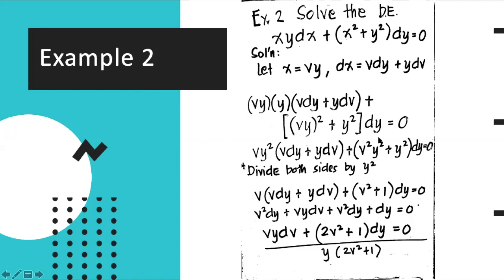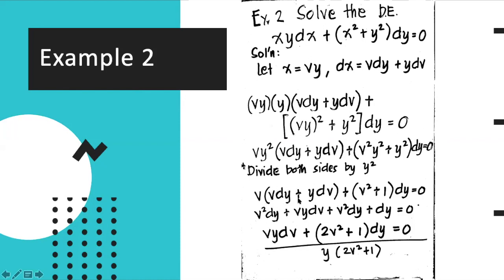okay, last 10 minutes though. V squared y squared plus y squared times dy. Since common yung y squared sa bawat term, so we can simplify this by dividing both sides by y squared. This term divided by y squared will give us v times this, v dy plus y dv. This term divided by y squared is equal to v squared plus 1. 0 divided by y squared is still 0. You follow? Okay. So now we are here.